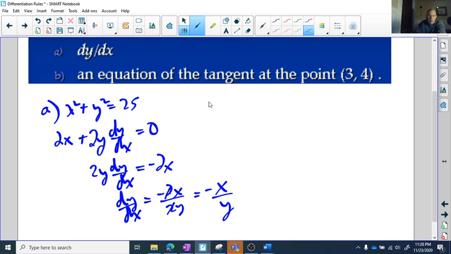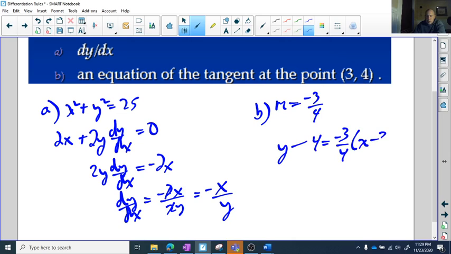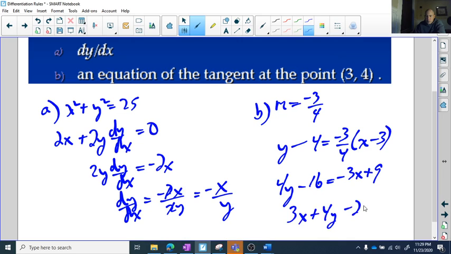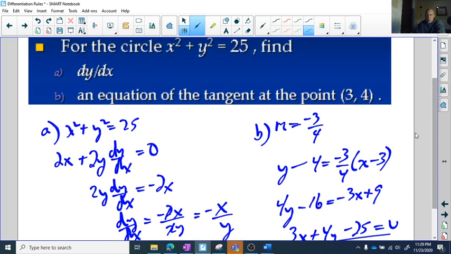That's part A. Part B. What's the equation of the tangent at the point 3, 4? So let's find the slope by filling in my x and y. So it would be negative 3/4. y minus y1 equals your slope multiplied by x minus x1. Let's multiply everything by 4. That'll get rid of the 4 here. Negative 3x plus 9, general form. There's the equation of the tangent drawn to that circle at the ordered pair 3, 4.